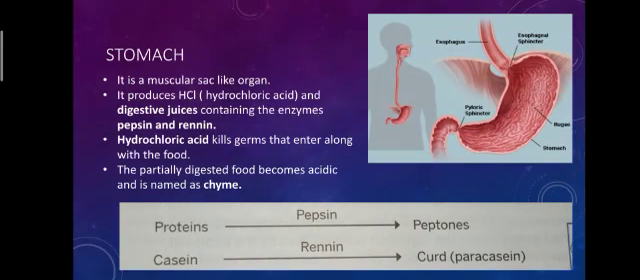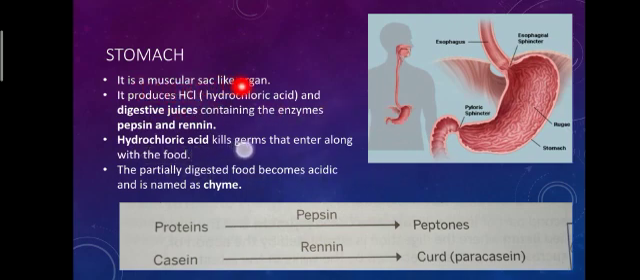Hello, children. Let us continue our chapter, the human digestive system. Today we'll be talking about the stomach. In the last video, we studied the mouth and esophagus. Now we'll talk about the stomach, which comes after the esophagus. So this is the mouth, this is the esophagus, and then comes our stomach.